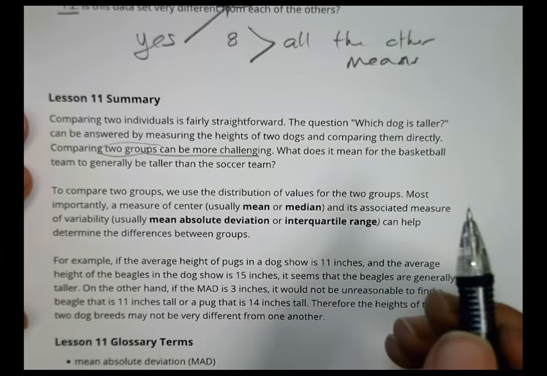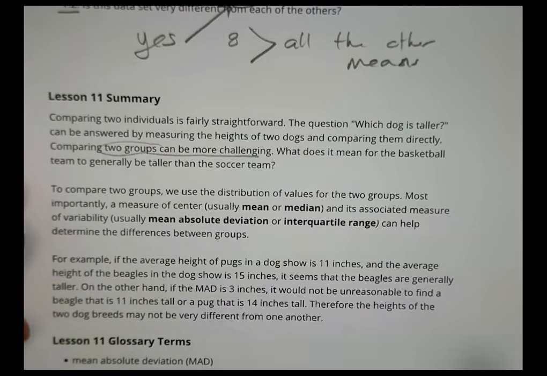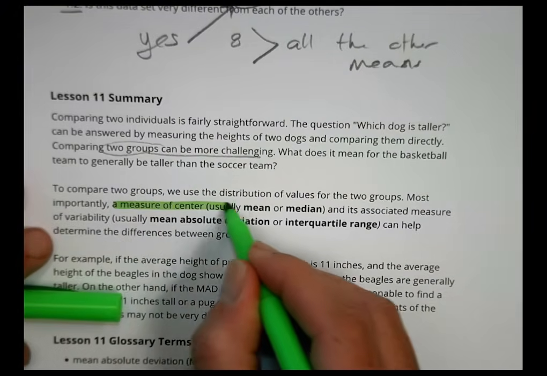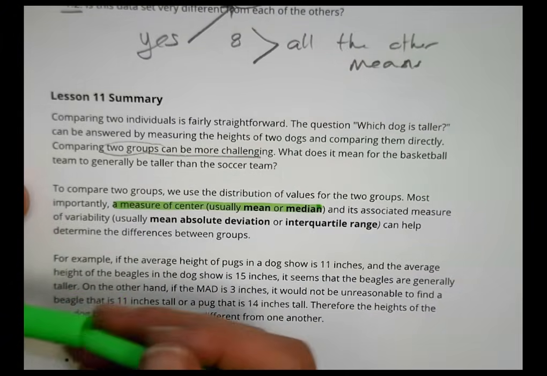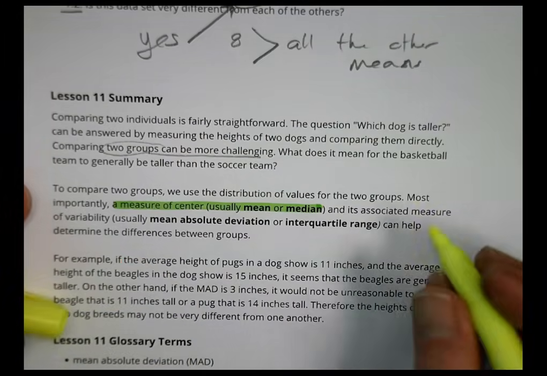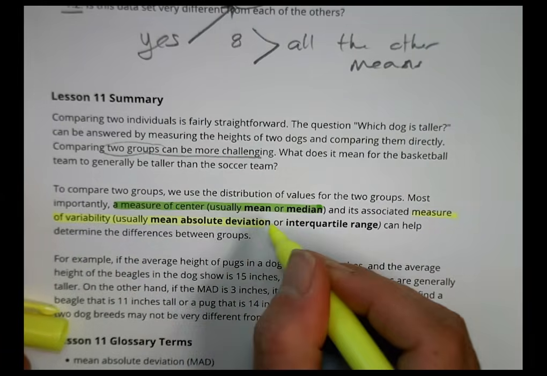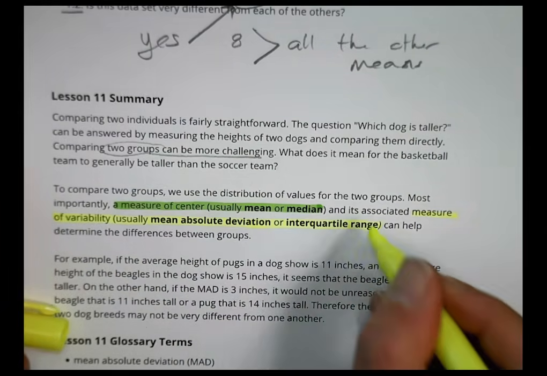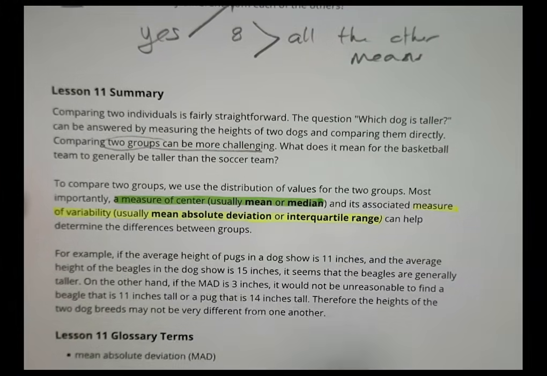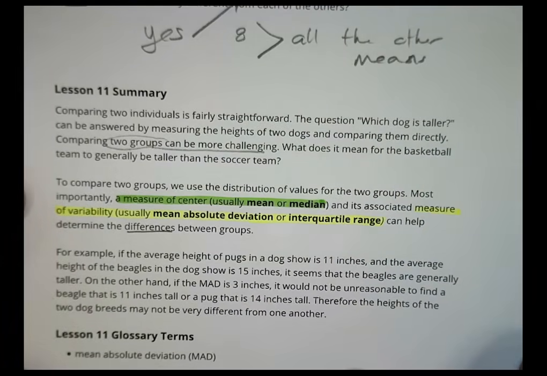So to compare two groups, we use the distribution of values for two groups. Most importantly, we have a measure of center, which is the mean or median, and its associated measure of variability, which we usually use the mean absolute deviation, or sometimes you talk about the interquartile range, which we didn't talk about today. And that'll help you determine the differences between groups. Okay, so we're going to pause there and let you work on your homework, and then we'll come back and check it together.